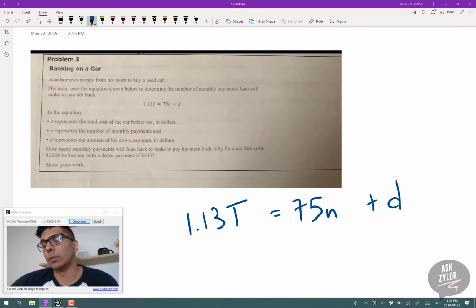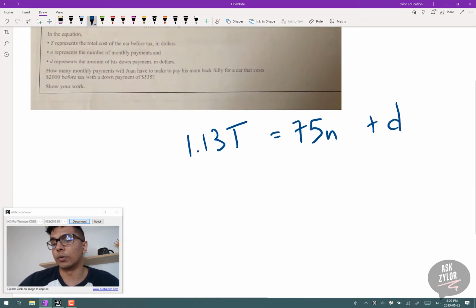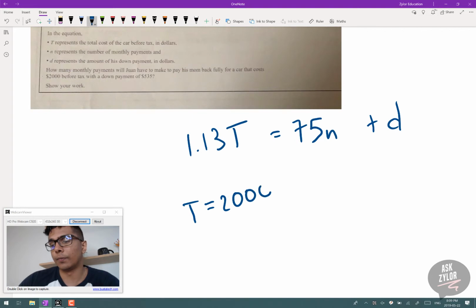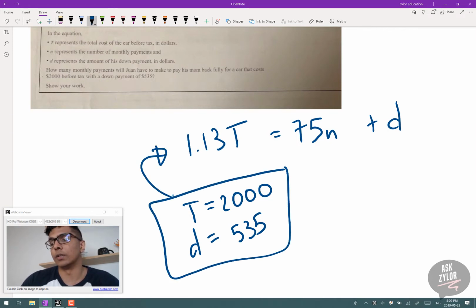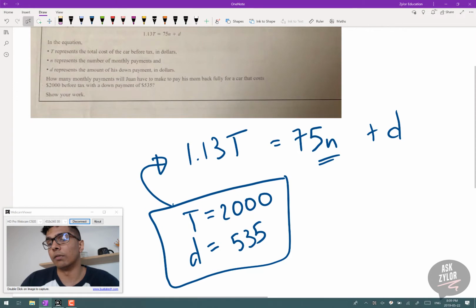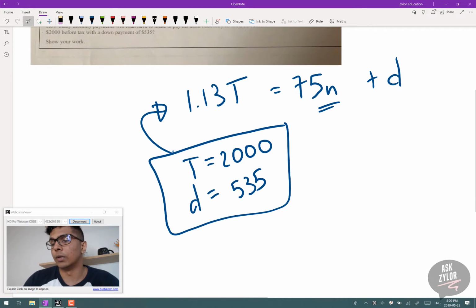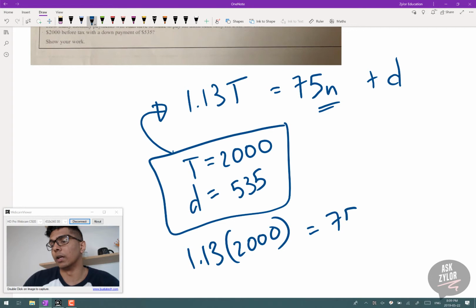So we're asked, how many monthly payments will this person have to make if the car cost $2,000 before tax and the down payment was $535? So we're given the d and t values. We're told t is equal to 2,000 and d is equal to 535. So what I had to do is sub these values into my equation to find the n value, right? Because the n value represents the total number of monthly payments, and that's what the question is asking me for. So I'm going to do 1.13 times 2,000 is equal to 75n plus 535.